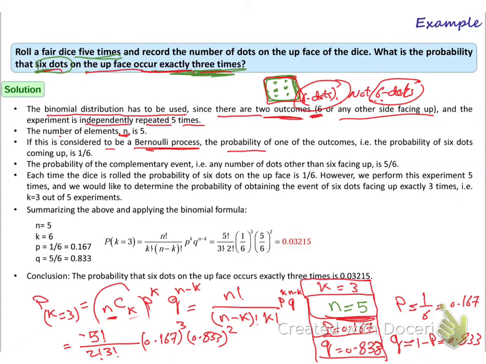10 times these two numbers, you get them on the calculator. You will find the answer is 0.03215. So this is the probability of the face of the 6 dots appearing 3 times. I hope this is clear, just an application on Bernoulli's distribution, so it will fix it in our mind.